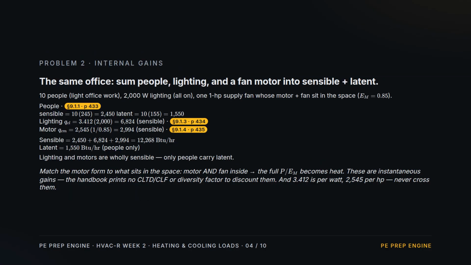Problem 2. The same office's internal gains. 10 office workers give 2450 sensible and 1550 latent. 2000 watts of lighting times 3.412 is 6824, all sensible. The 1 horsepower fan, motor and fan both inside, is power over efficiency times 2545, about 2994, sensible. Sum the sensible, 12,268, and the latent is people only, 1550. No cooling load factor exists to discount these.